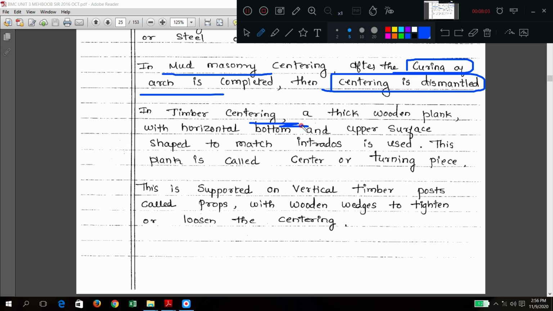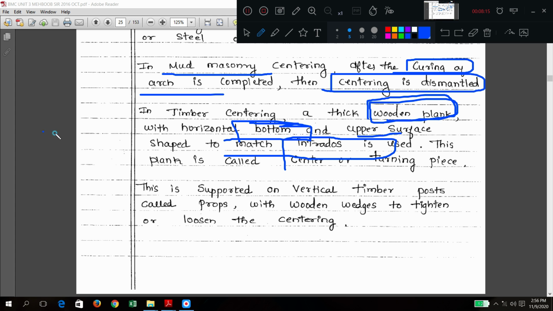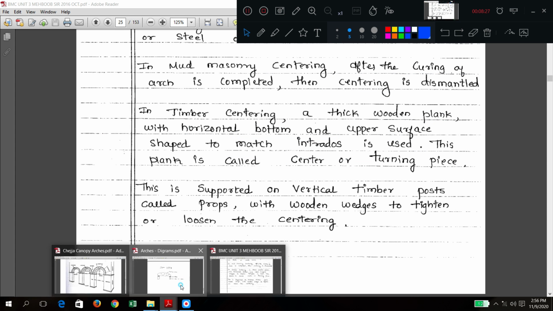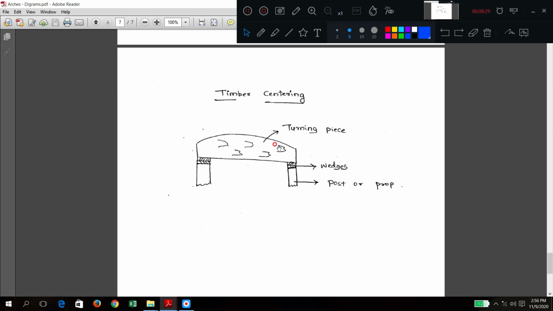In timber centering, there is a thick wooden plank with a horizontal bottom. The upper surface is matched with the intrados of the arch which is going to come. Just now we have seen horizontal, but the upper is matched with the intrados. So this is called a turning piece. Where I have shown, yes, here, this is called a turning piece.